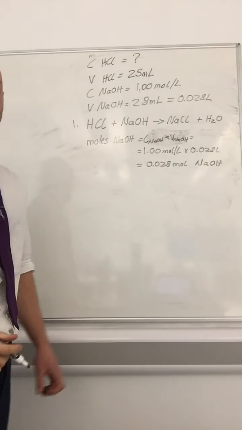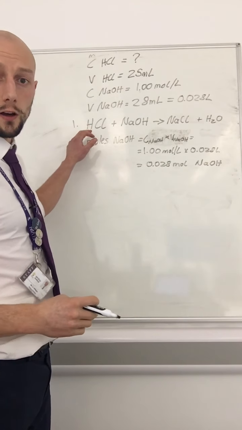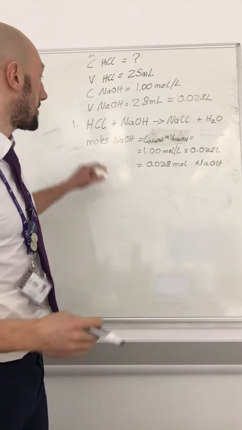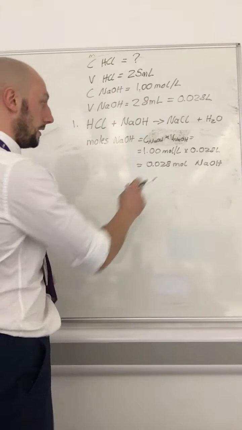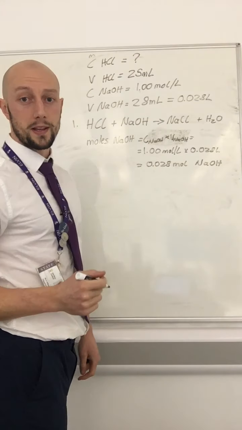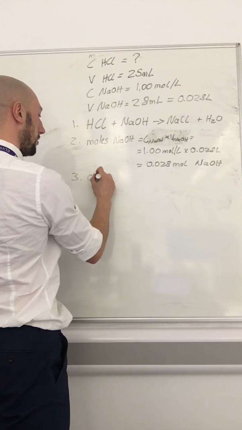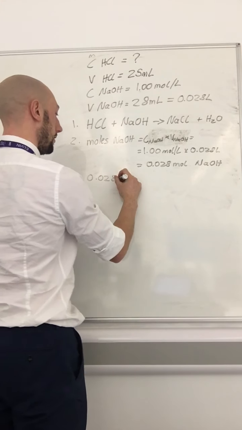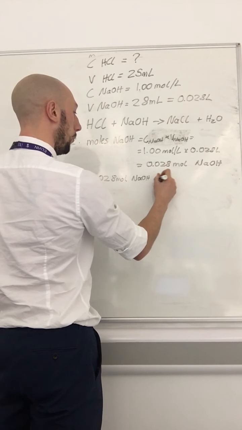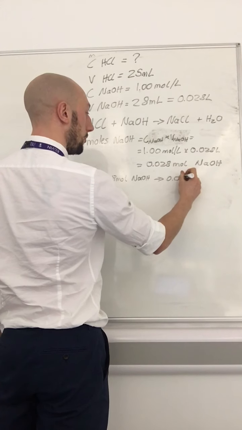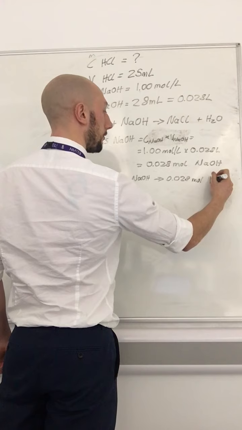Step 3, how many moles of hydrochloric acid is reacting? The equation that we wrote down tells us 1 mole of hydrochloric acid reacts with 1 mole of sodium hydroxide. So 0.028 will be the same for both. So I'm going to put step 3, 0.028 moles of sodium hydroxide will mean that we've got 0.028 moles of hydrochloric acid.